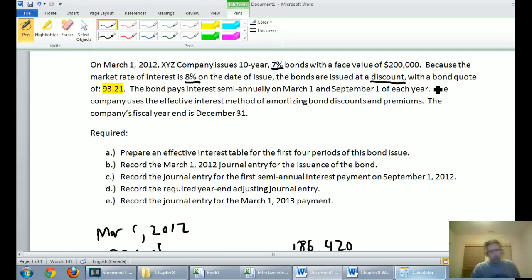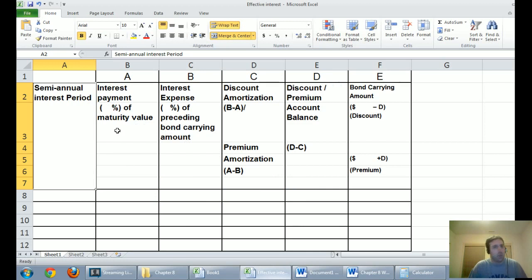Now, we haven't actually read the required. Required A, prepare an effective interest table for the first 4 periods of this bond issue. Okay, in my class, I provide my students a table that looks just like this. I imagine if you've done effective interest table or effective interest rate method, you'd see this in any textbook, something that looks like this, and you certainly need to know how to fill one of these in to do the effective interest rate method. So that's going to be our next step. We're going to prepare an effective interest table for this bond.